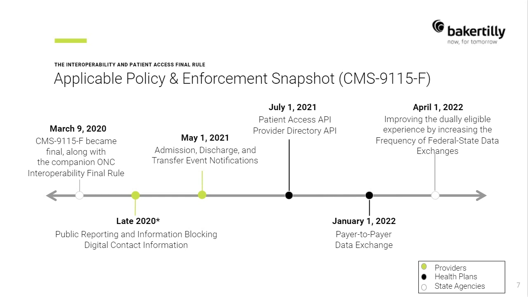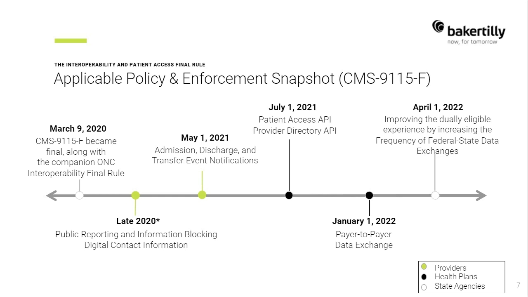So then the second requirement for providers to be aware of is specific to admit, discharge, and transfer event notifications. So in order to improve care coordination, hospitals with EHR will be required under this rule to alert providers when their patients are admitted, discharged, transferred, or receive any services within the emergency department. On the health plan side, there are requirements for both patient access APIs to be created. For the patient access API, health plans will be required to make claims and encounter information available to a member via a third-party application of their choosing.